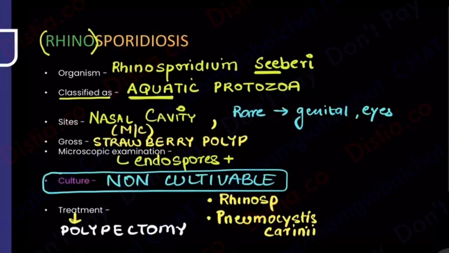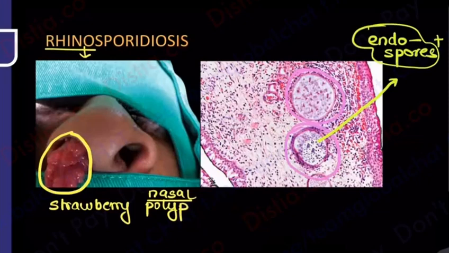Rhinosporidiosis is Rhinosporidium seeberi. So C should remind you that nowadays they are putting it under something to do with sea, that is aquatic protozoa. It cannot be cultivated. Very, very important PYQ that you have. Apart from that, you can see the strawberry appearance, you can see the spores, sporangiospores, so that is very classical. Moving on to, remember MR, mycetoma done, rhinosporidiosis done. The last one that we have is C. So C stands for what?